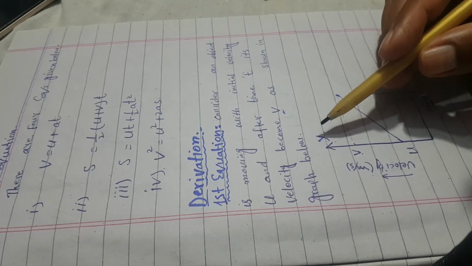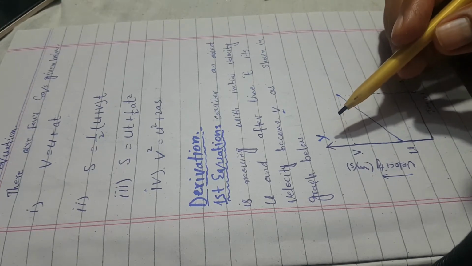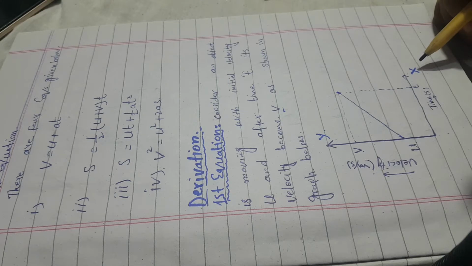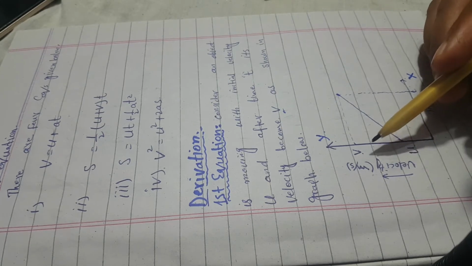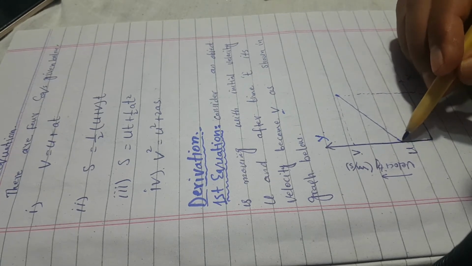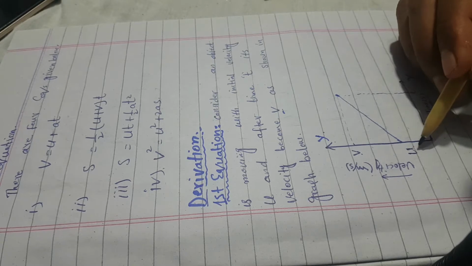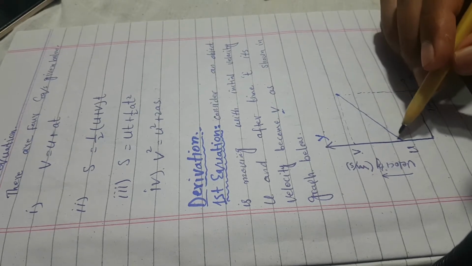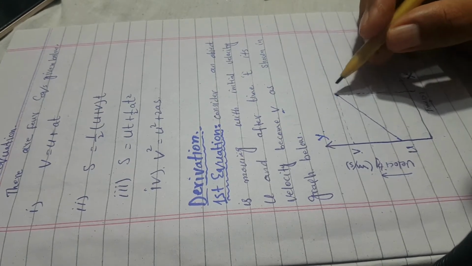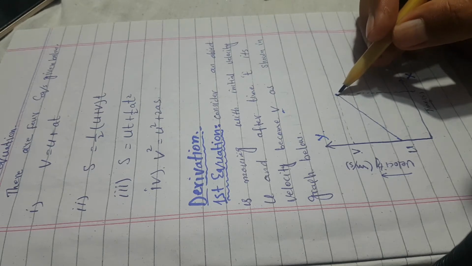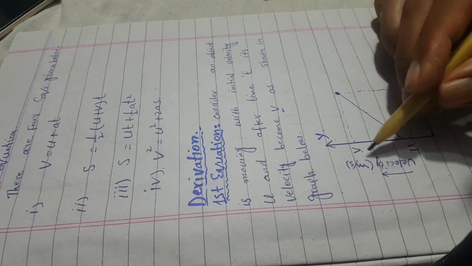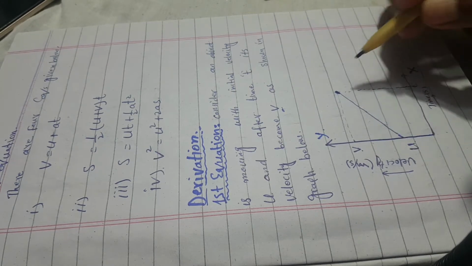Here we will take velocity along the y-axis and time along the x-axis because velocity is a time-dependent quantity. So our object moves with initial velocity u and covers a distance from here to here, and when it reaches this point its velocity becomes v, which is the final velocity of the object.